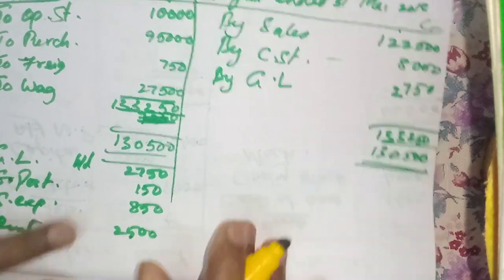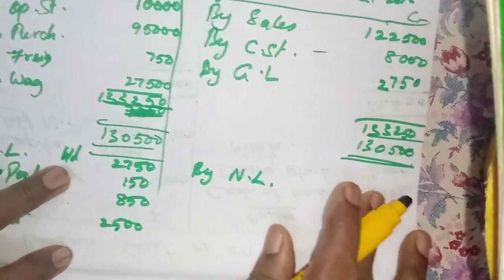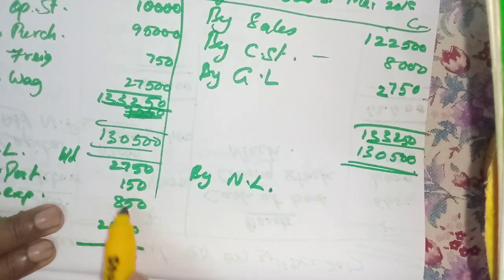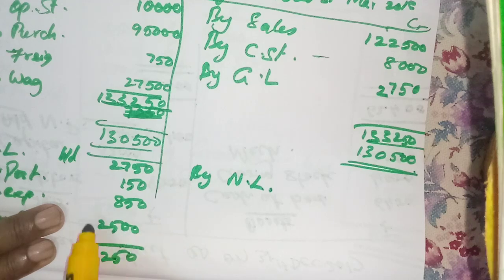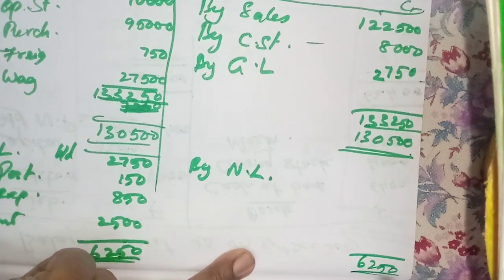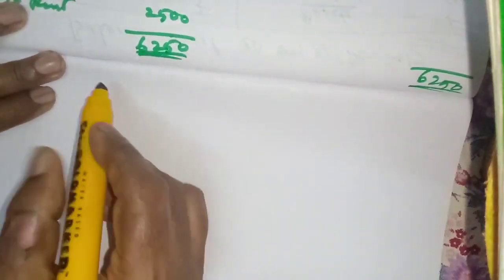Then again net loss. Here nothing, isn't it? So net loss fully. 15. Balance 1, 8, 9, 17, 22. Balance 2, 4, 6. 6,250. Net loss 6,250. Now we will prepare the balance sheet.